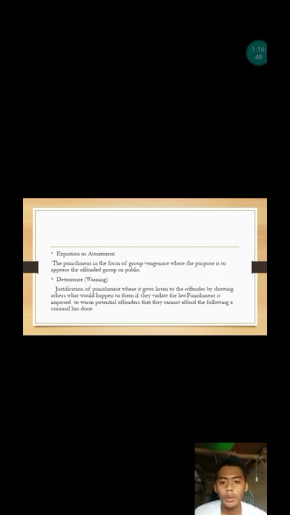Expiation or atonement. The punishment in the form of group vengeance, where the purpose is to appease the offended group or public.